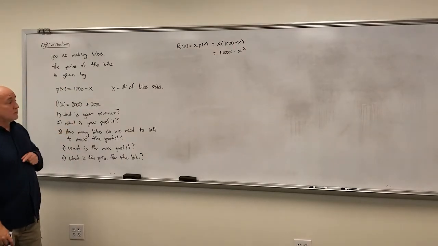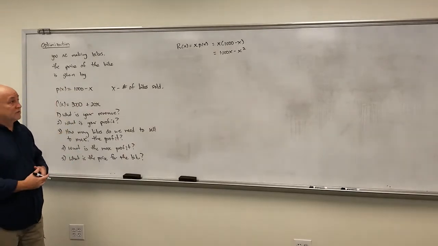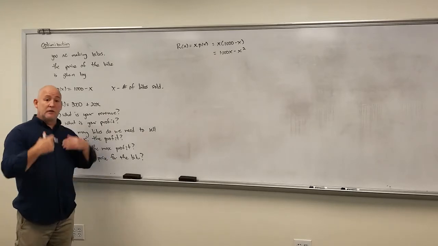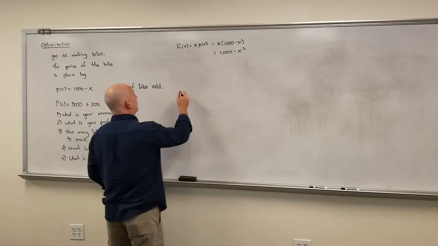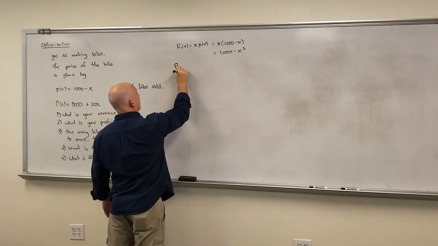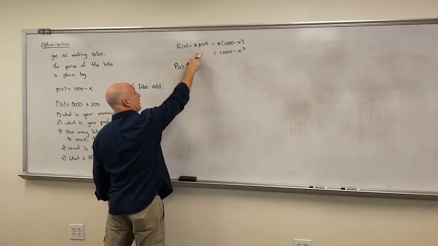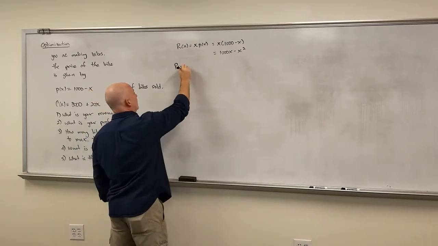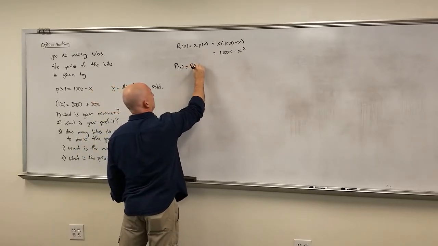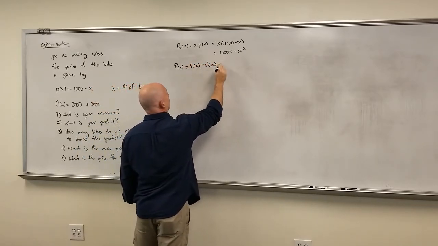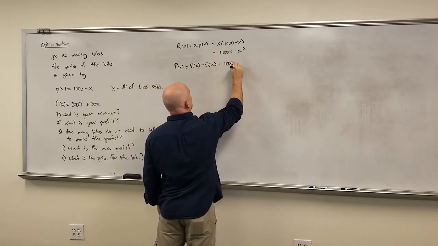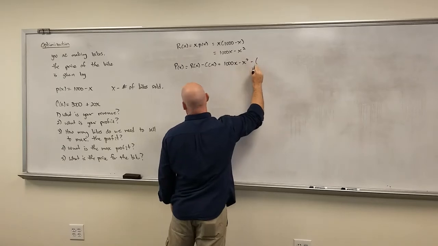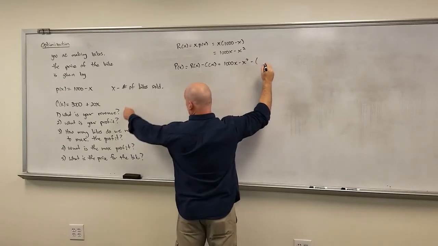What's our profit function? Well, our profit function is very simple. It's how much money we take in minus how much money we gave out. So our profit function, now that's big P, be careful, the little p is the price, big P is profit, is going to be your revenue minus your cost, like always. So our revenue function is this, 1,000x minus x squared, minus our cost function, where's that at?